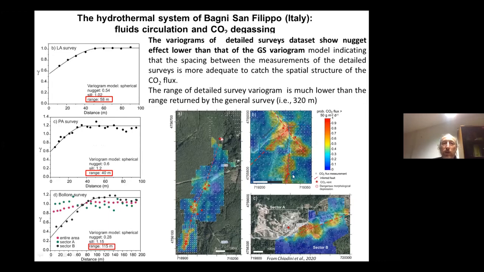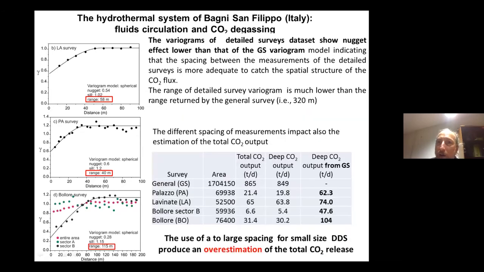carbon dioxide flux in the detailed survey, where a much smaller spacing was used, we see that the real range, so the real dimension of this anomaly, is not 300 meters, but something about 58, 40 meters, 100 meters. So the message is that the spacing of the measurements in the general survey was not appropriate to really catch the structure of the degassing in this area. And this, of course, strongly impacts the estimation of the gas flux.